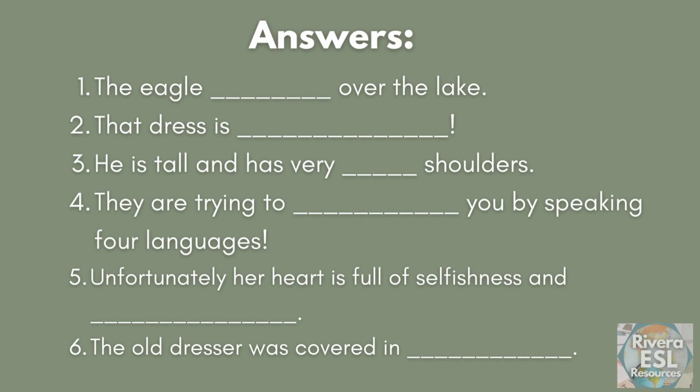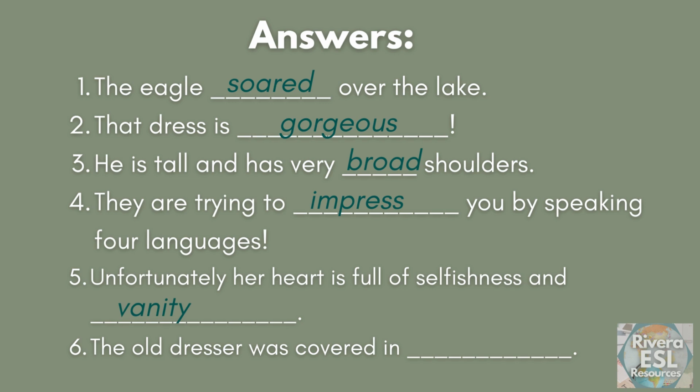Here are the answers. The eagle soared over the lake. That dress is gorgeous. He is tall and has very broad shoulders. They are trying to impress you by speaking 4 languages. Unfortunately, her heart is full of selfishness and vanity. The old dresser was covered in dust.